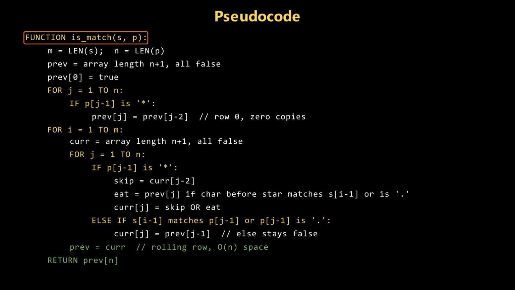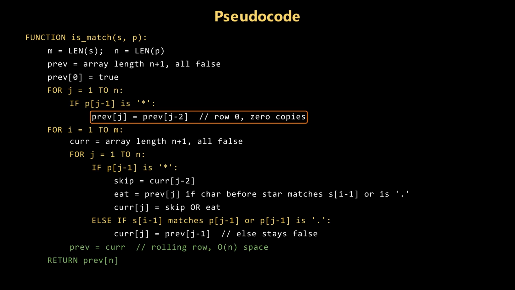Learn the two-dimensional table fill first so star skip and consume make sense. This is the same logic with only previous and current rows. Function is match, take string S and pattern P. Let M be the text length and N the pattern length. Previous row has length N plus 1, all false. Set previous 0 to true for empty versus empty. For each pattern index J from 1 through N, if the pattern symbol is star, set previous J from previous J minus 2 for 0 copies on an empty row.